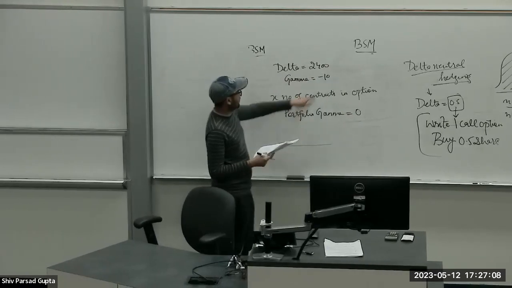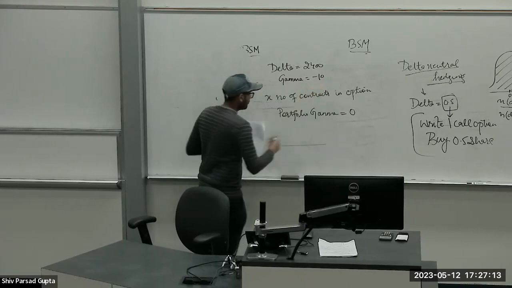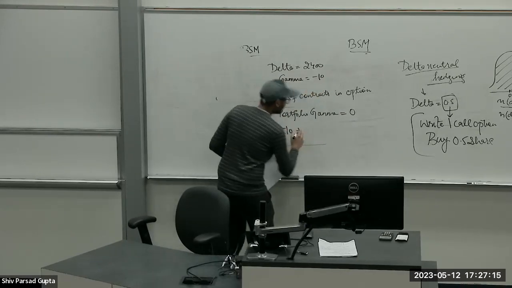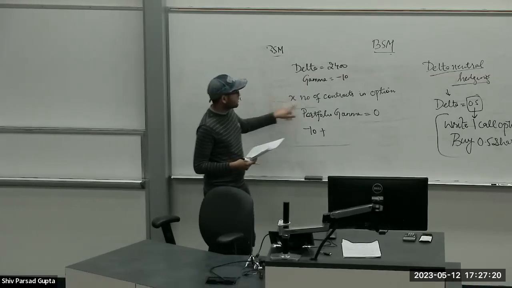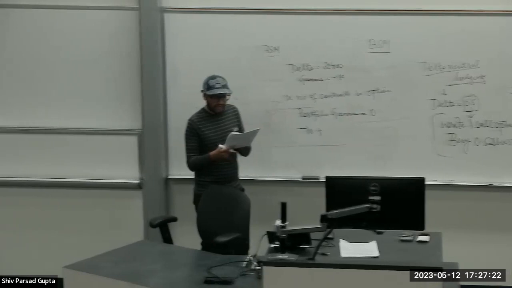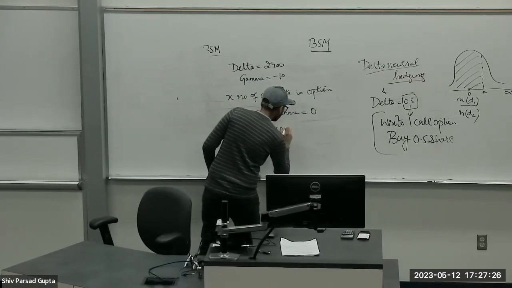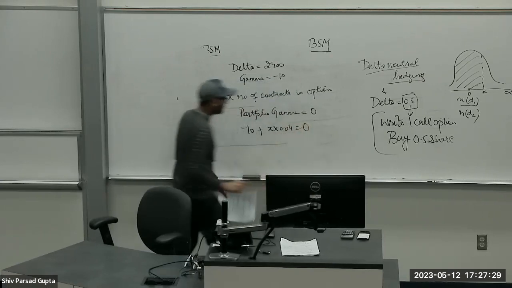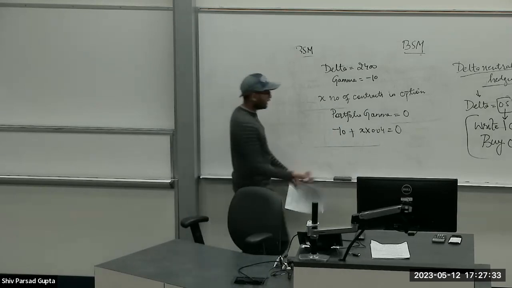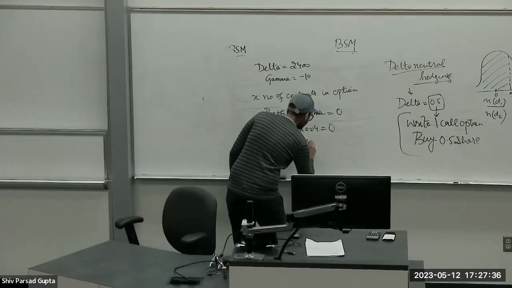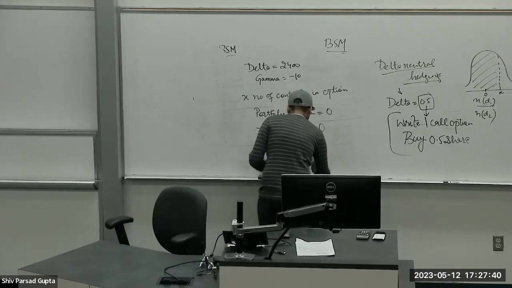But what is the portfolio gamma? You already have a portfolio of derivatives which has a gamma of -10. Plus you are entering into X number of contracts, and these option contracts have a gamma of 0.04, right? So it will be -10 + X into 0.04 is equal to 0. Is that clear? Then 0.04 X is equal to 10, so X will be equal to 250.